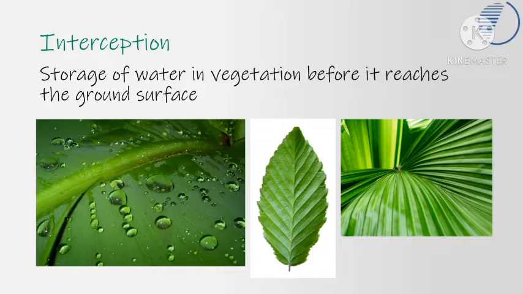Interception is defined as the storage of water in or on vegetation before it reaches the ground surface. So here we have a leaf, it's rained on the leaf, and water droplets have formed on the surface of the leaf, and they're being held there by the leaf. The amount of interception will depend on the shape and form of the leaf. You can see here this leaf has got specific runnels in it where the water could be stored, whereas this one from an older tree is relatively flat.